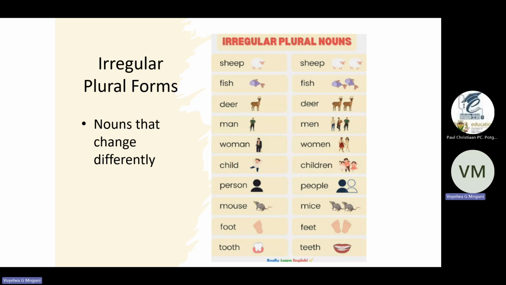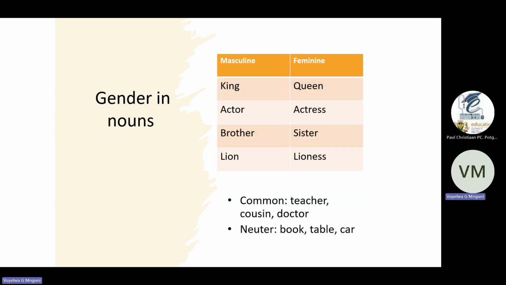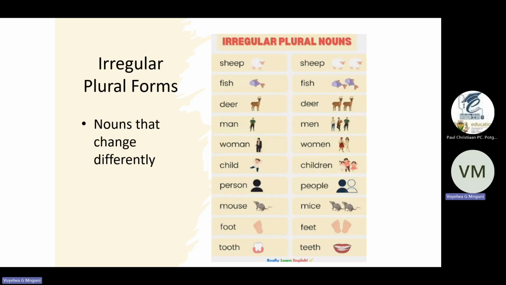Man, men. Woman, women. Child, children. Person, people. Mouse, mice. Can you look at that one? How interesting it is. We do not say mouses. Then we have foot. In plural, it's feet. Then we have tooth. In plural, we have teeth. Can you see how they change the nouns? Here, we did not add S or ES.